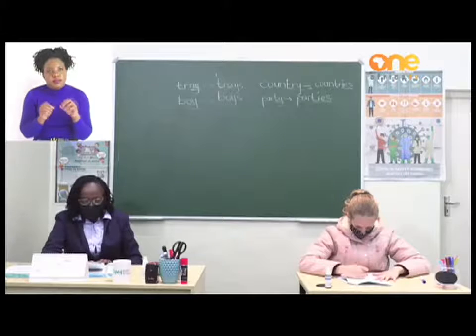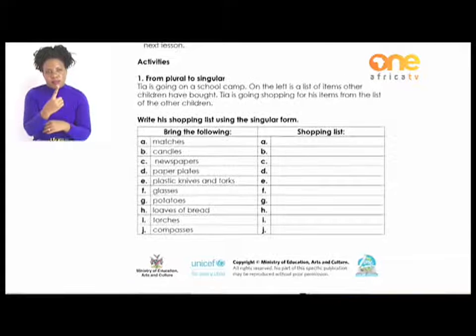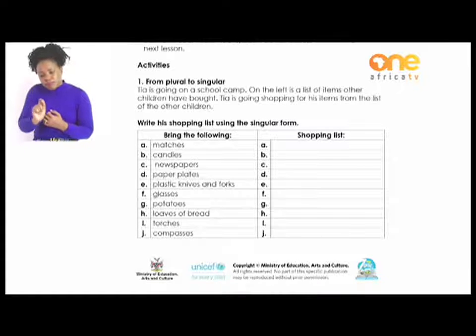We are still on page 4, and we are starting with the activities. The first activity is to change the nouns from plural to singular. Tia is going on a school camp. On the left is a list of items other children have bought. Tia is going shopping for the items from the list of the other children. So on your left-hand side, you have what the other children bought already, and on your right, it's a shopping list for Tia.